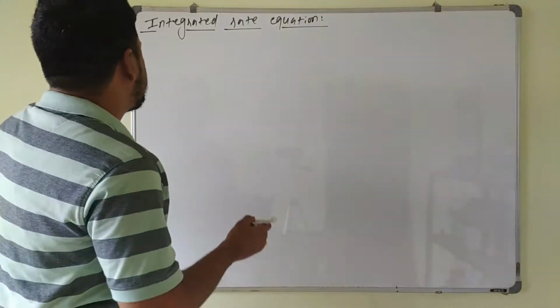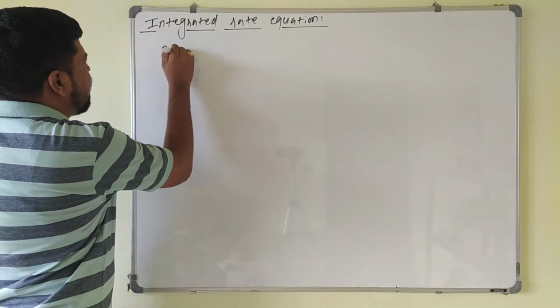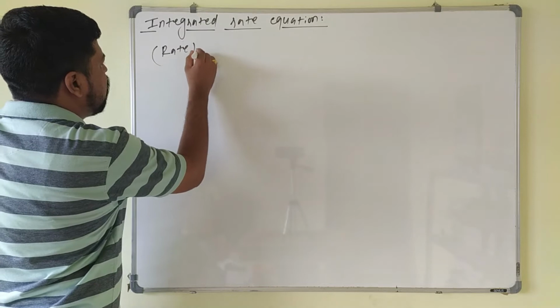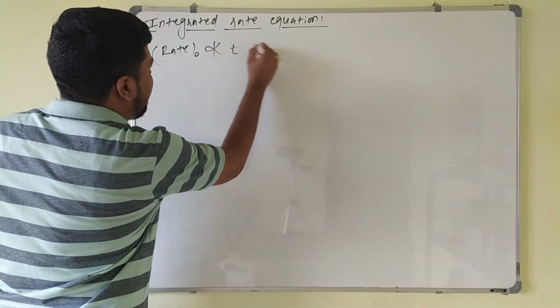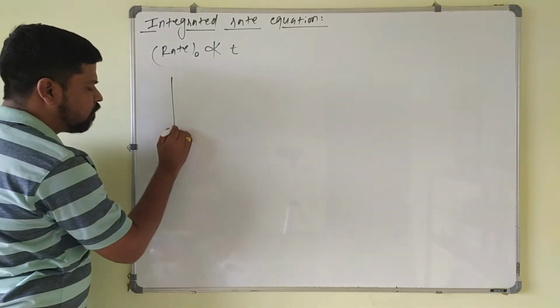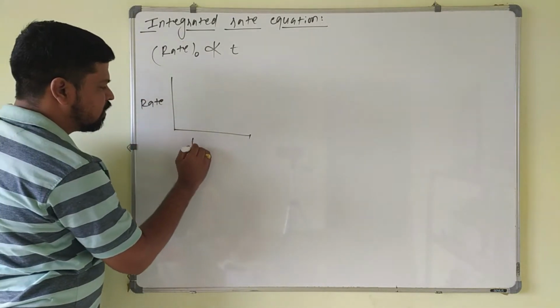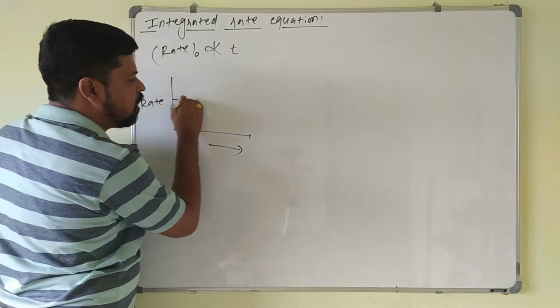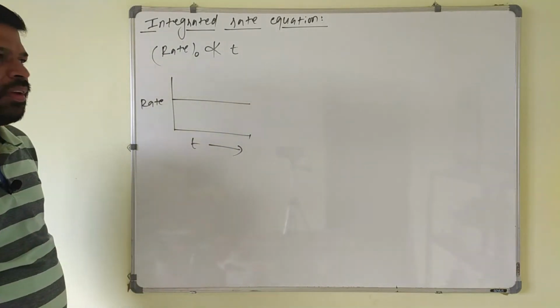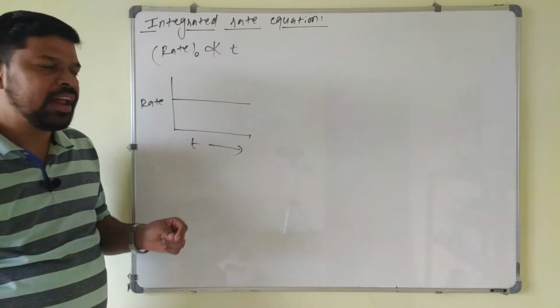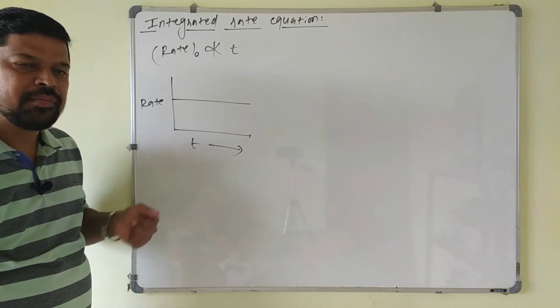So for a zero order reaction, we know that the rate of a zero order reaction is independent of time. If you take the graph of rate of the reaction versus time, there is no change in the rate of the reaction with time. So this is the graph for what? Zero order reaction, that is rate versus time.